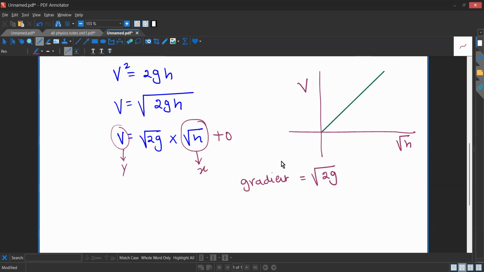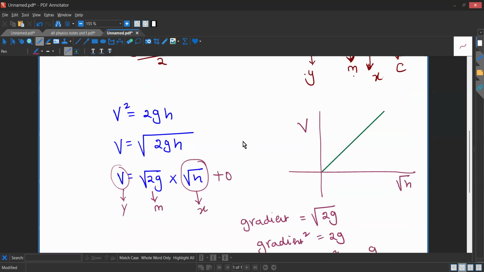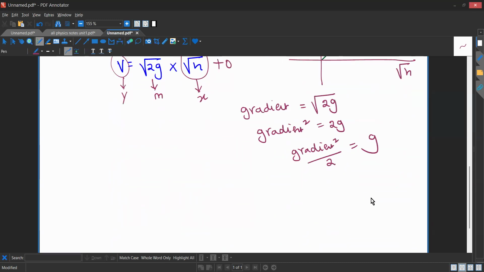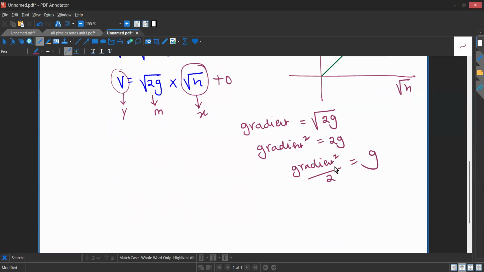What is the gradient? Root of 2g only. If this root goes to the other side, what does it become? Gradient square, which will be equal to 2g. Bring the 2 over here. Gradient square divided by 2 is equal to g. So you see two different situations, but in all of them you will get the same answer, almost 9.81, because that is the acceleration due to gravity of our Earth.